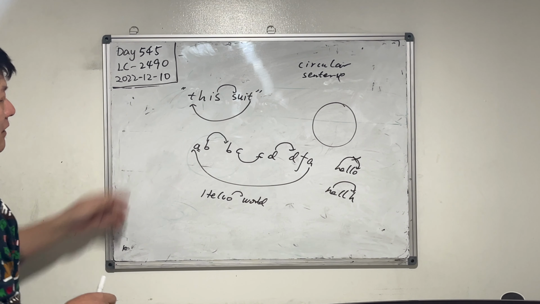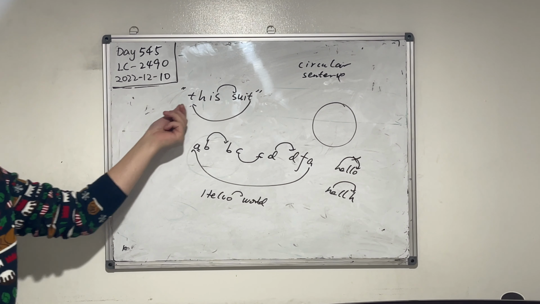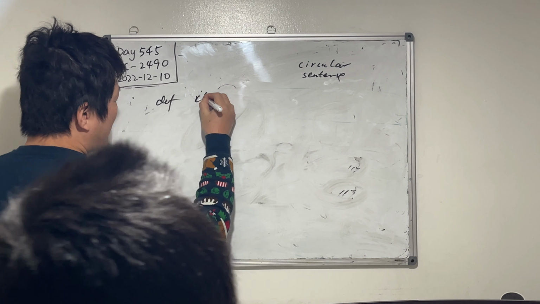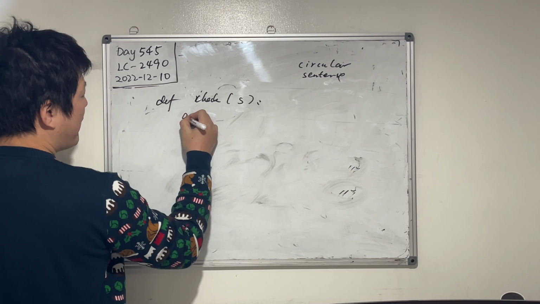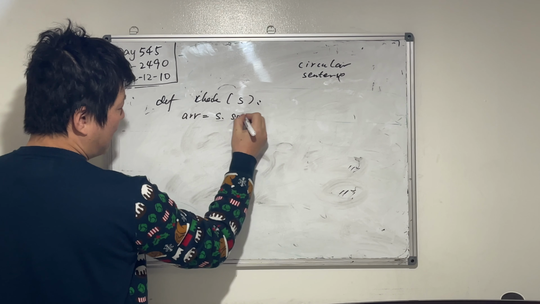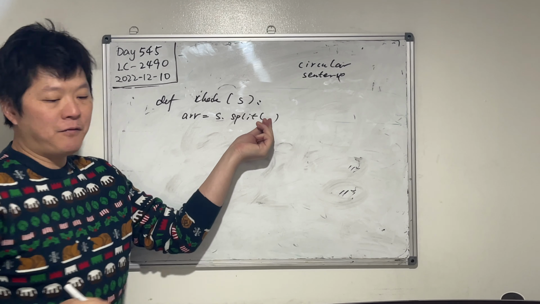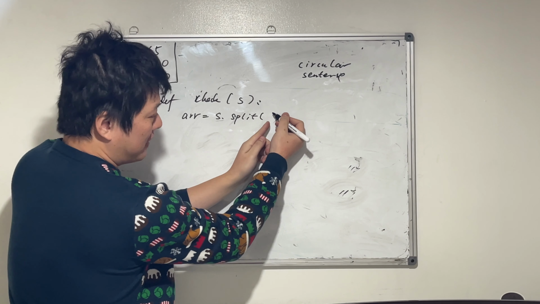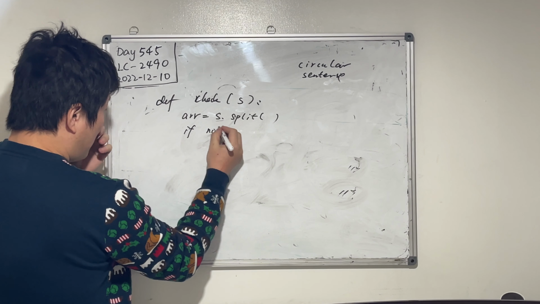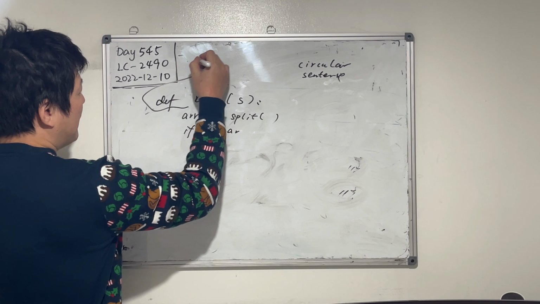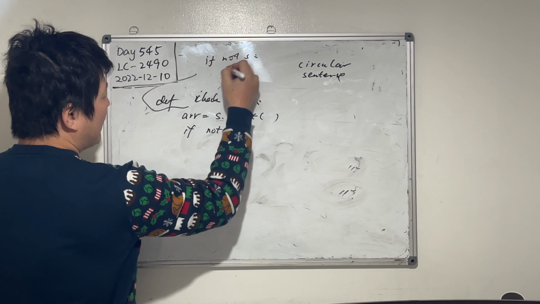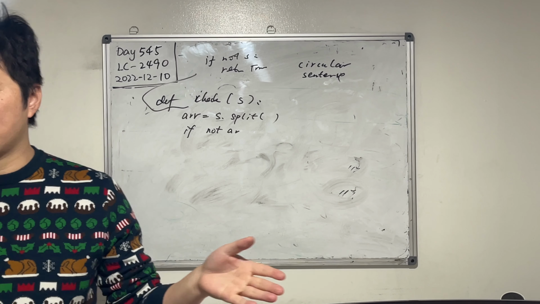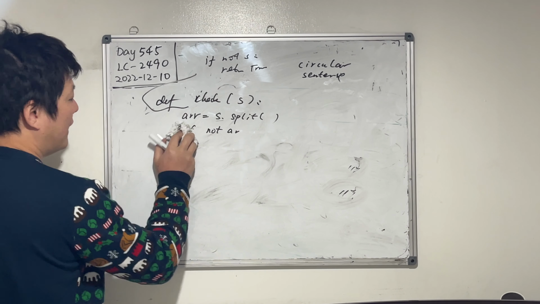The first thing, since this is a string, to get the words we need to split. Define check circular, S array. First of all, array equals S dot split. Split by delimiter, but if we don't give it a delimiter, it will split by white space. If not S, return true, because the empty thing is a circular sentence. Let's just assume that.